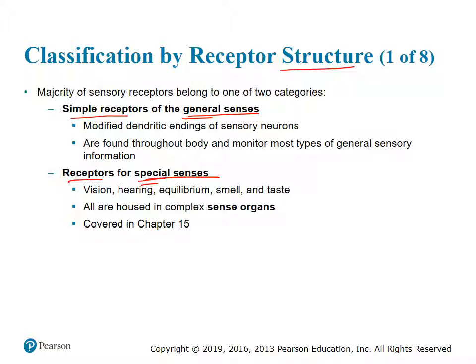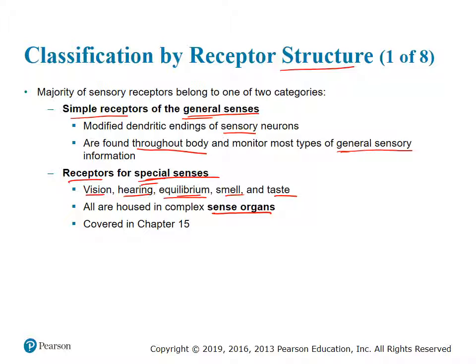So the general senses are going to be your sensory neurons, general sensory information, pretty much found throughout the body, monitoring all of this information, generally speaking. And the special senses, again, you see those here, which is the list I put down with the exception of equilibrium. I did not put that one down, but that's the position of your head in space.